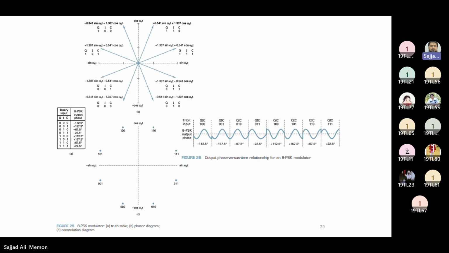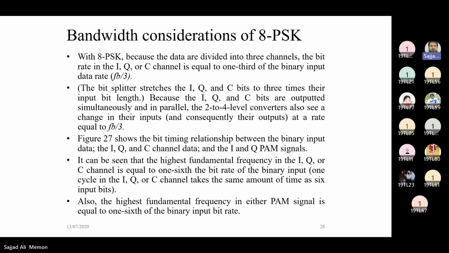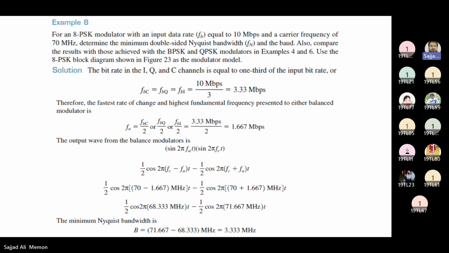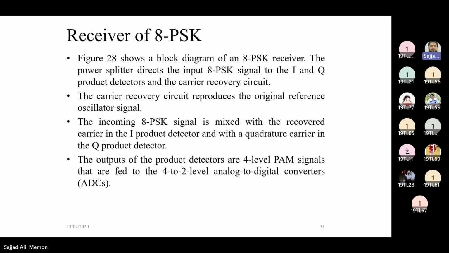So this is the phasor diagram, time relation, and the output, and the truth table, and this is the constellation diagram. Bandwidth of this one will be 1/3 of the bit rate. So that is very clear. As we are taking 3 bits in a group per symbol, the bandwidth will be 1/3 that of BPSK. So an example is also there, and the receiver.